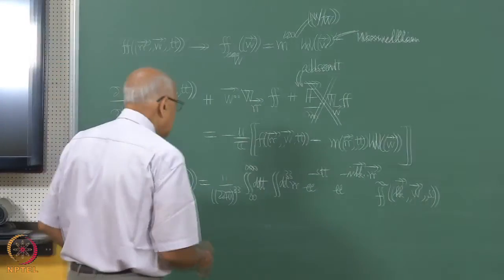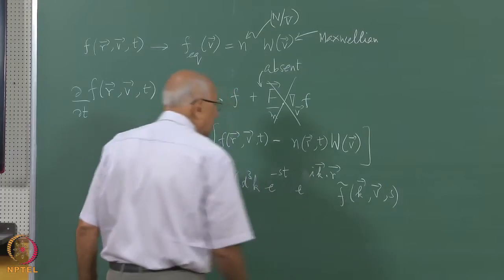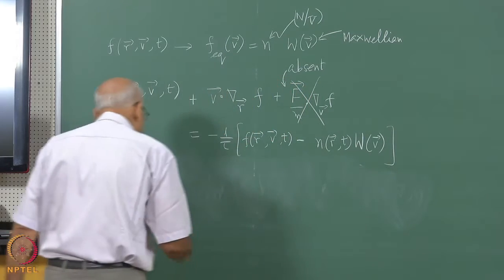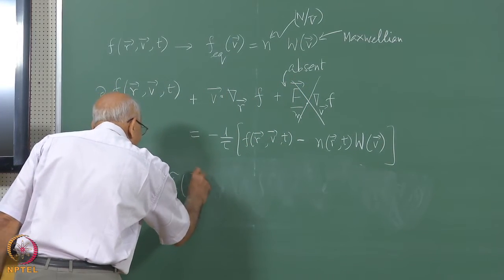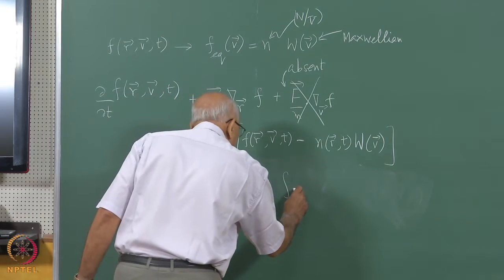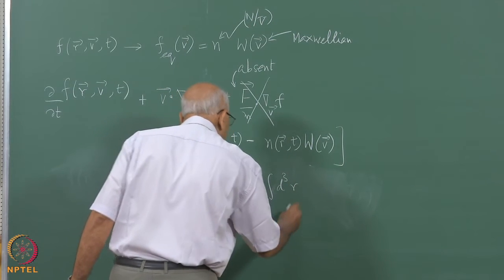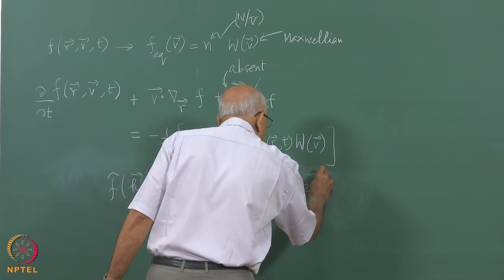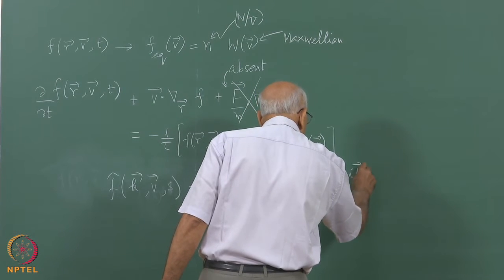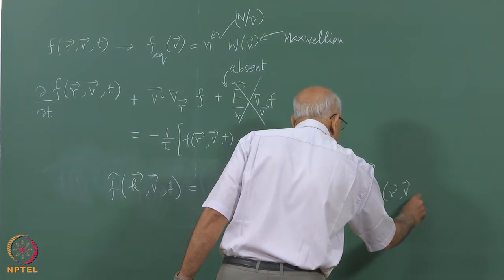Oh, what have I done? d3k, and our Fourier transform convention was to put a plus sign there for this k. I should write the inverse transform. Let me not do that. So let's write f tilde of k, v, and s equal to integral from 0 to infinity dt, integral d3r e to the power minus st, e to the power minus ik dot r, f of r, v and t.